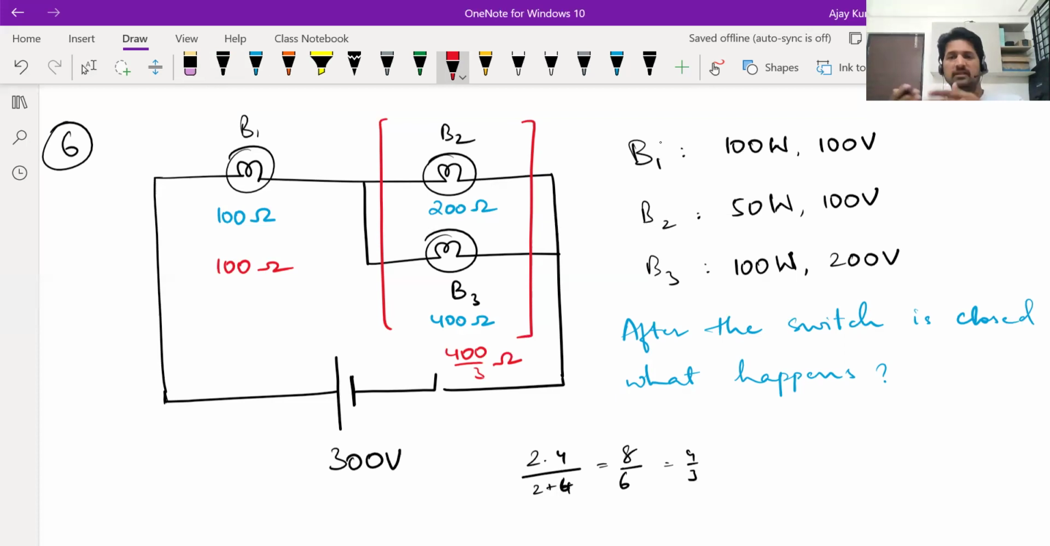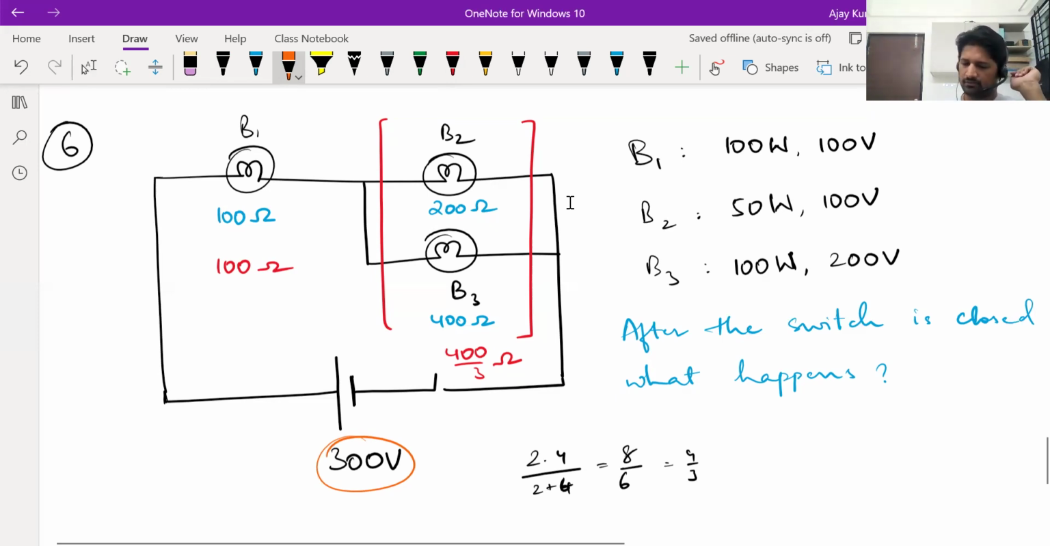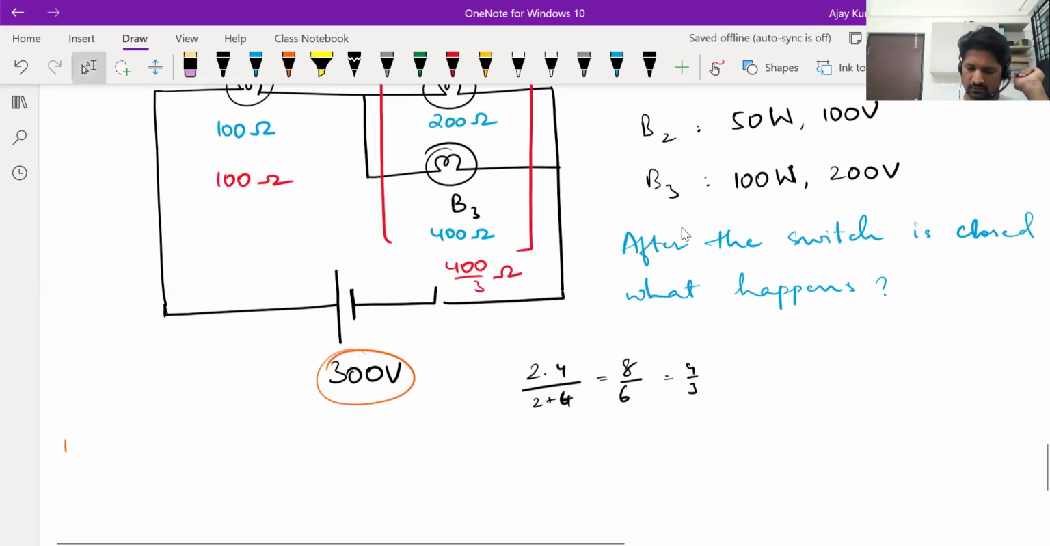Fine. So from this, you can distribute the voltages now. 100, 400 by 3, what is the ratio? 3 is to 4. So the 300 volts gets distributed in the ratio 3 is to 4. Means the first bulb B1 gets a voltage of 3 parts out of 7. So 3 by 7 of 300. That's like 900 by 7.